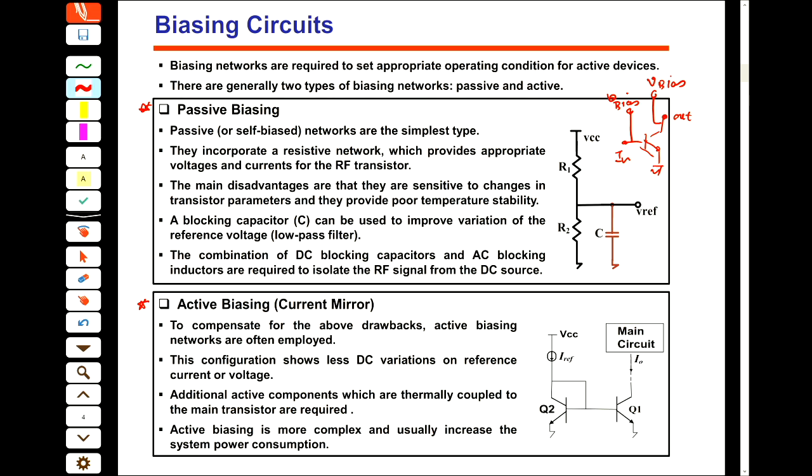The problem with the resistor biasing is that it is dependent on the temperature. I mean, by changing the temperature, the amount of noise is changing. By changing the temperature, the current is changing, and then the performance of your amplifier is changing. So the main disadvantage is that it is sensitive to the change of the temperature, and it has poor temperature stability.